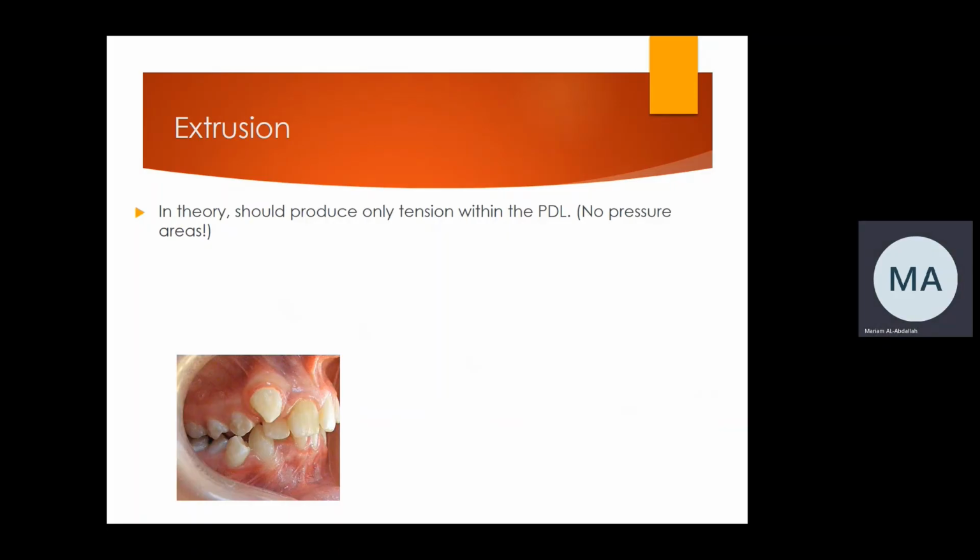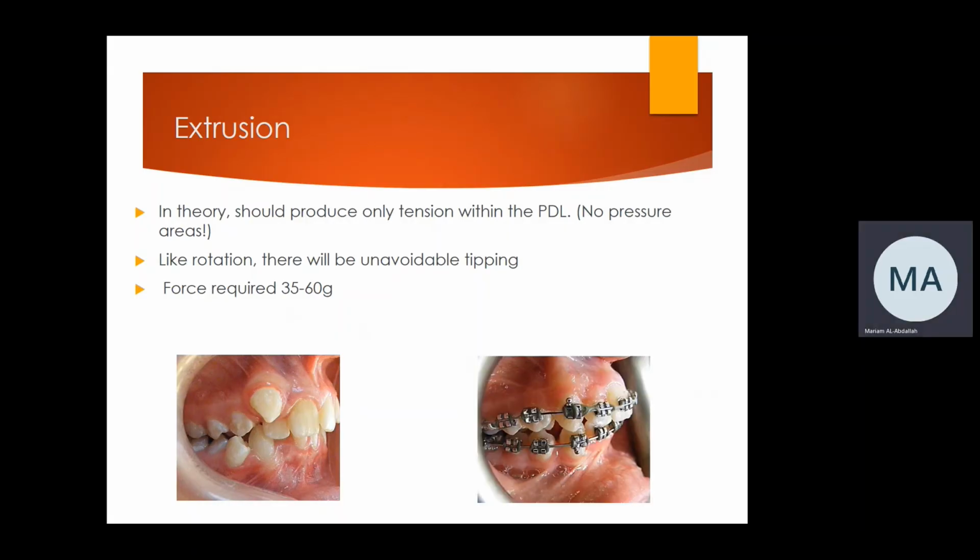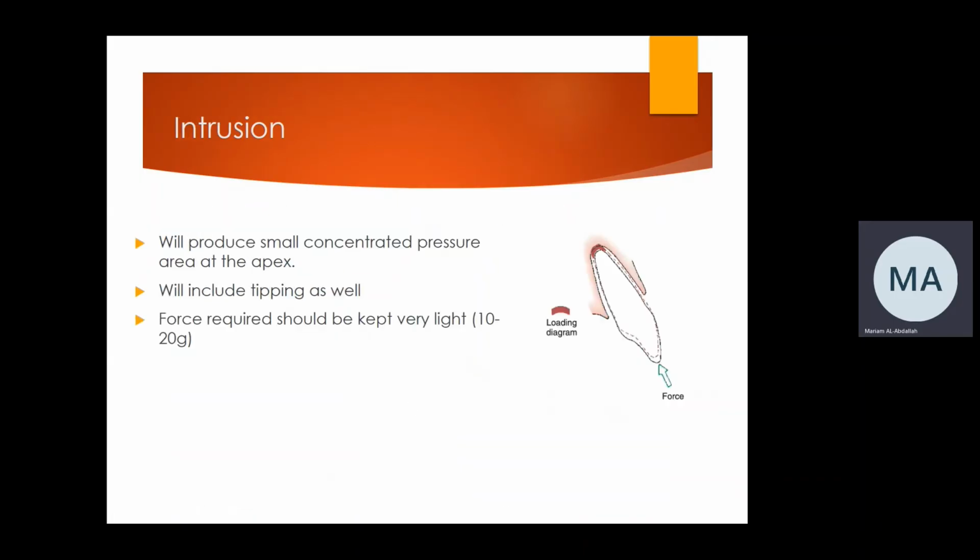But actually what happens in real life is that we will have unavoidable tipping. And again, extrusion is the same as rotation, as same as tipping. We will end up needing 35 to 60 grams to produce such tooth movement. So this is a canine that was extruded, as you can see, and it requires this range of tooth movement.